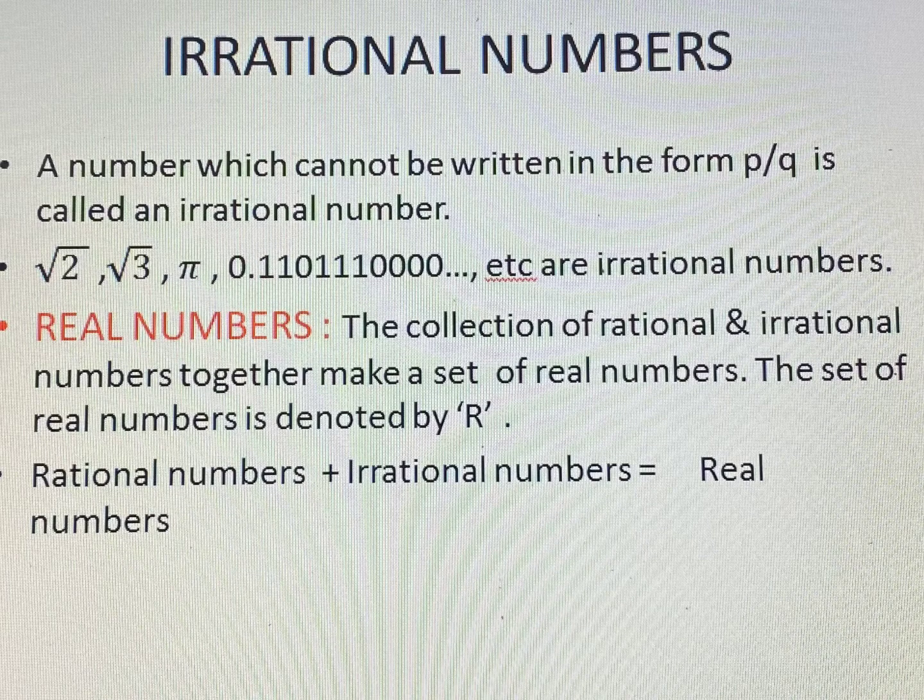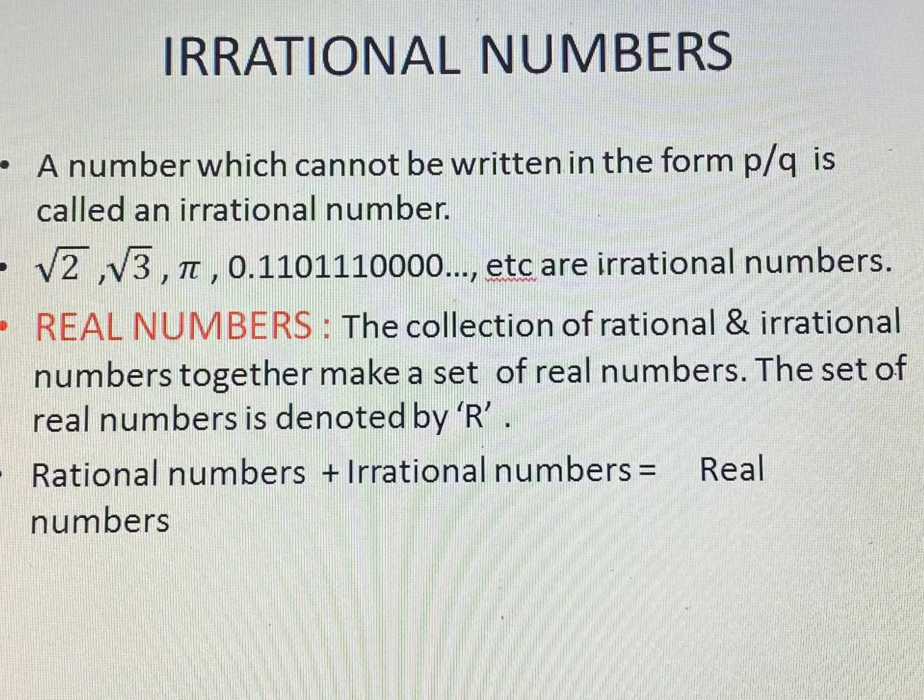Irrational numbers. A number which cannot be represented in the form p by q is called an irrational number. We know that a number which can be represented in the form p by q is a rational number. So there are numbers which cannot be represented in the form p by q, and such numbers are known as irrational numbers. For example, root 2, root 3, pi, etc.